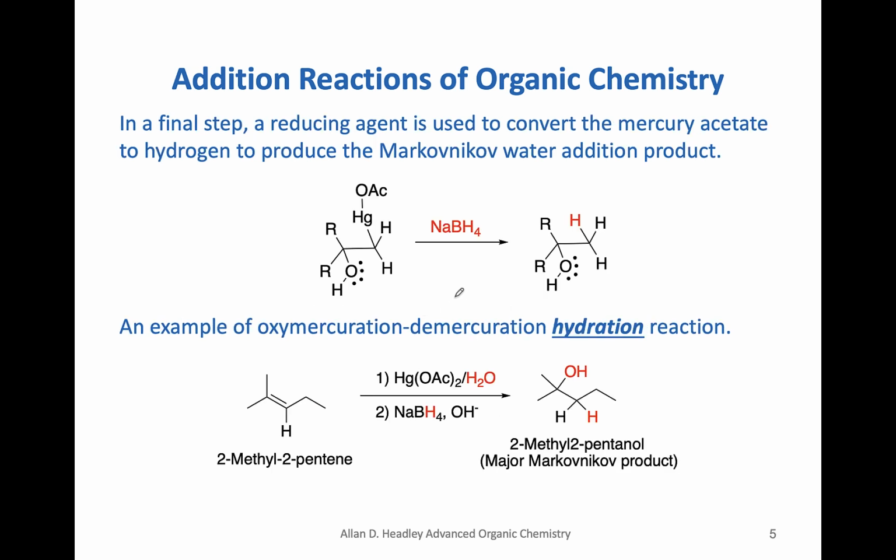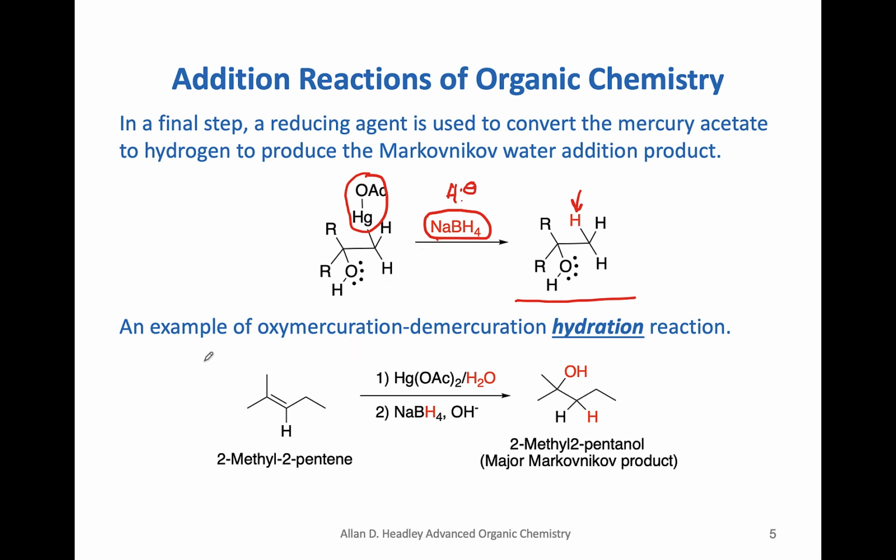In the final step, this is reduced to H using sodium borohydride. As you will recall, that is a reducing agent supplying H minus. So this is just basically a reduction of this over here. And as you will see, this is the alcohol. So it's the addition of H2O across the double bond of the alkene.